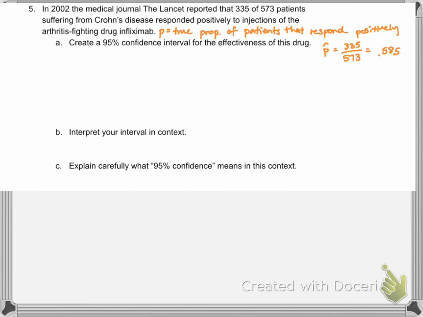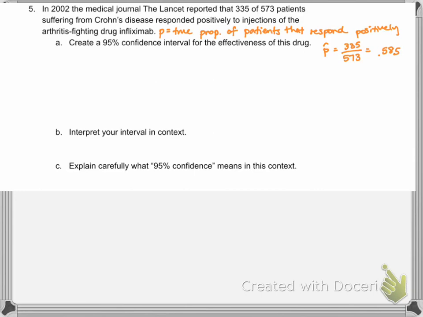I found a p-hat from the problem of 335 over 573, which comes out to be 0.585. Now, this time in my problem, I'm not going to write a null hypothesis. So anytime I'm doing an NP or finding a standard error, the only thing I have to go off of is this p-hat. Even though we use p for tests, since we don't have that here, we have to do all of our calculations based on this p-hat value.